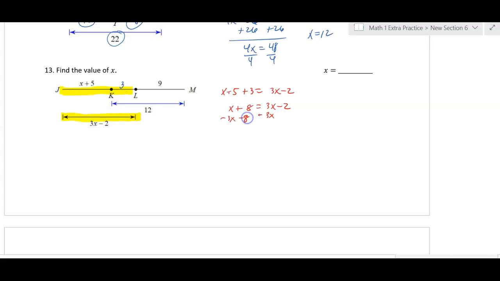Subtract 3x, subtract 8. I would get negative 2x equals negative 10. Divide by negative 2, and x is equal to 5. Okay.